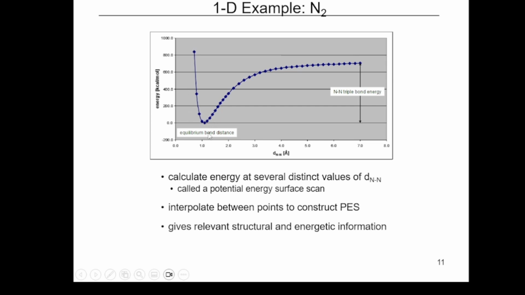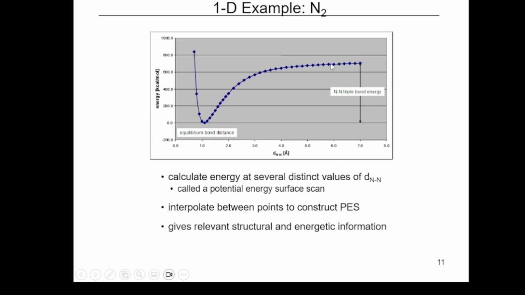Now, to construct this diagram, how many points have been calculated, starting from 7 angstrom going up to almost 0.5? So between 7 and 0.5 angstrom, taking a step size of 0.2 angstrom, these are 34 steps. So you can see, to construct this diagram, 30 plus points are taken, and the energy is calculated for each point. So you calculate energy at several distinct values of D and N, and it's called a potential energy surface scan. Now you interpolate between points to construct the PES.